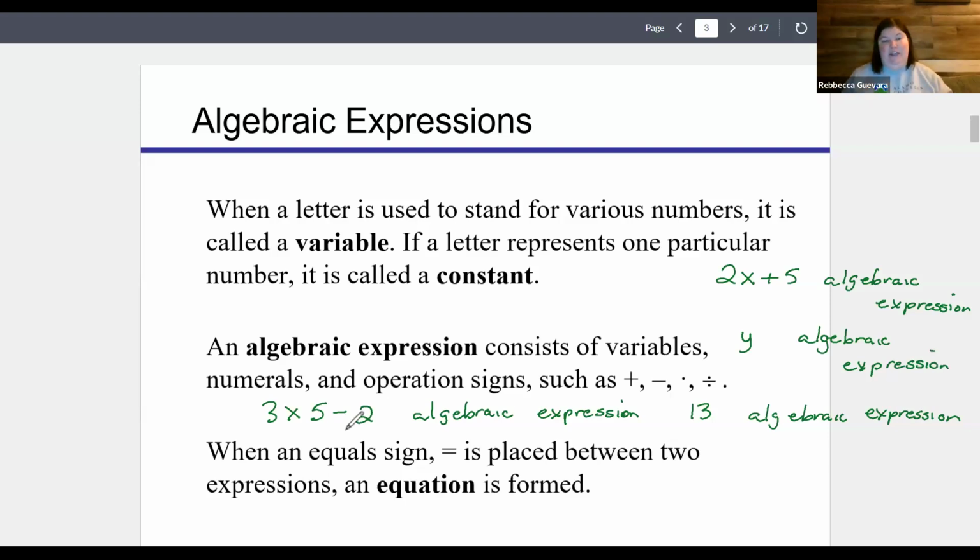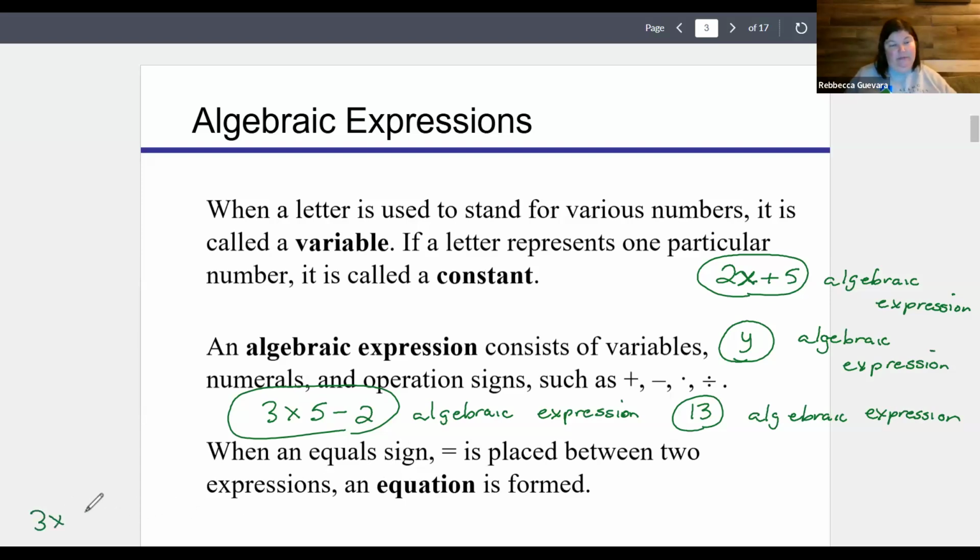Okay, so like I said, it could just be numbers and operators. It could be just a number. It could be numbers, variables, and operators. I'm going to make that a fancy looking x so we know that's a letter. Or it could be just a variable. If you want an equality or an equation, we have two expressions like this, the 3x minus 2 and the 13. Those together, if I put an equal sign between them, now it's an equation.